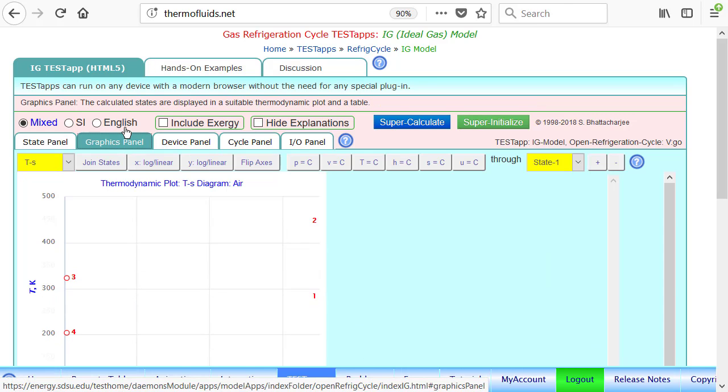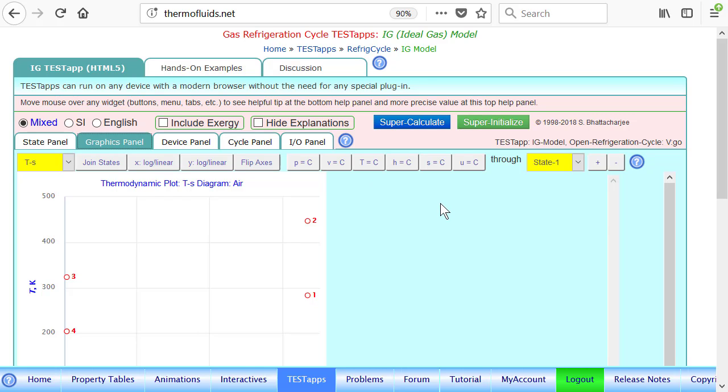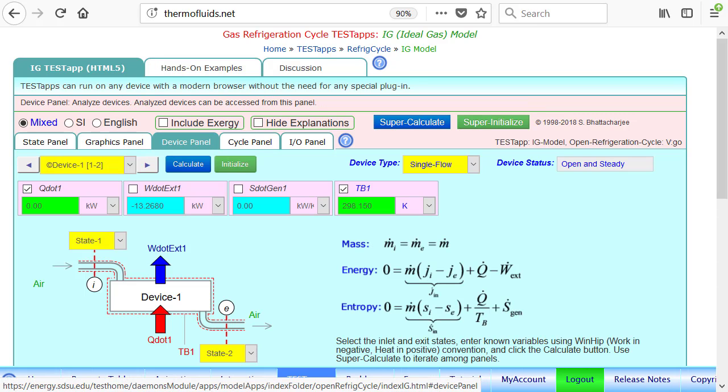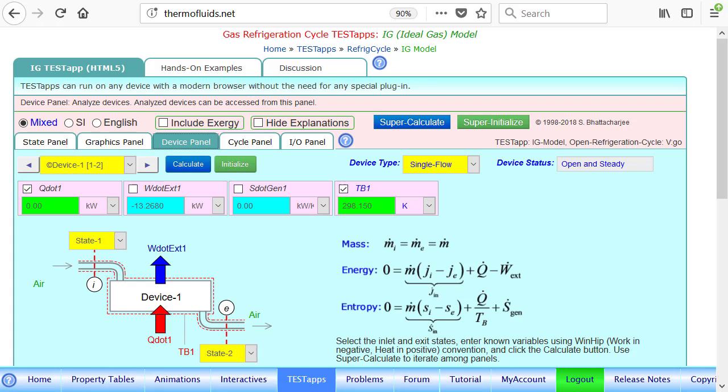If you go to the graphics panel, just as you can think of, it's a reverse Brayton cycle. If you draw a constant pressure line through state 1, here comes one constant pressure line. And if you draw one through, say, state 2, here's another constant pressure line. Let's go to the device panel, where I've already set up the devices. Device 1 is our compressor going from 1 to 2. This way, W dot external is negative.